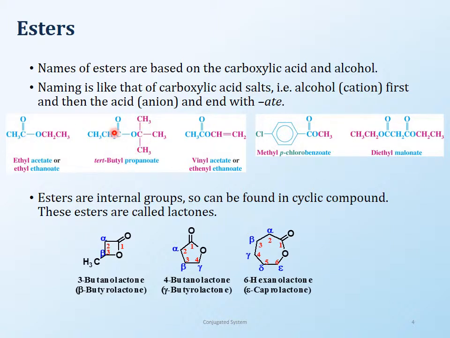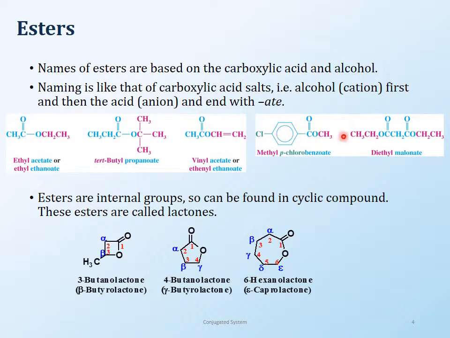Here is another group, and again, don't be scared by the bulkiness of this group. It's just a T-butyl group. So T-butyl propanoate, okay, that's what it would be called. And then this one here would be the vinyl group, so vinyl ethanoate. So keep it simple. Name the alcohol first, and then you name the acid fragment.